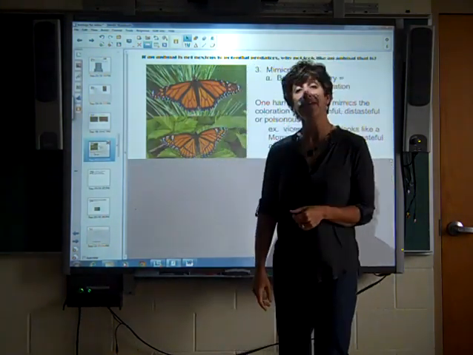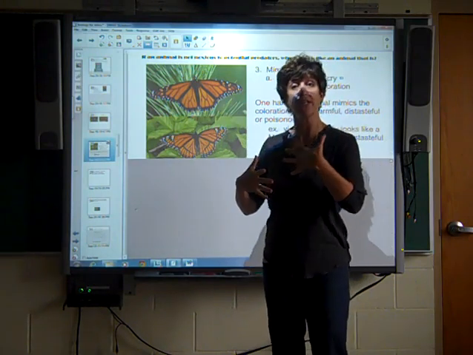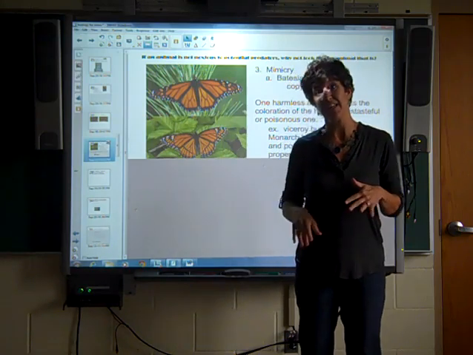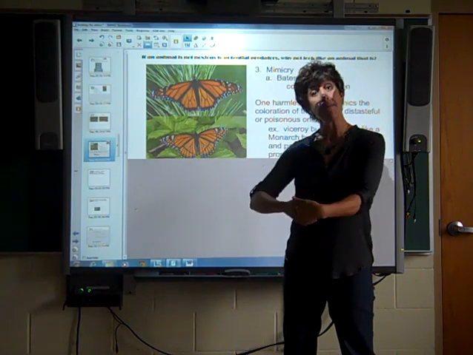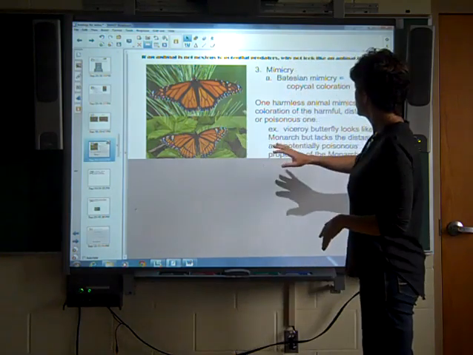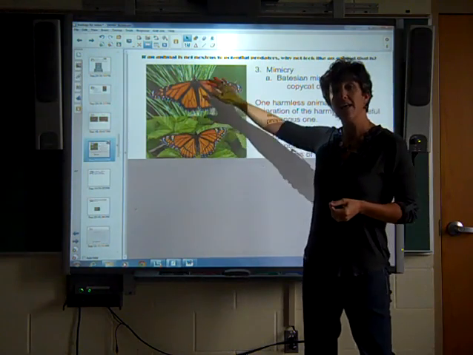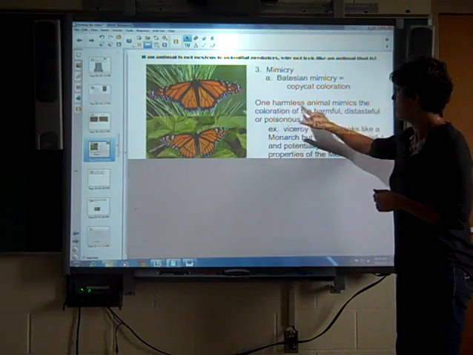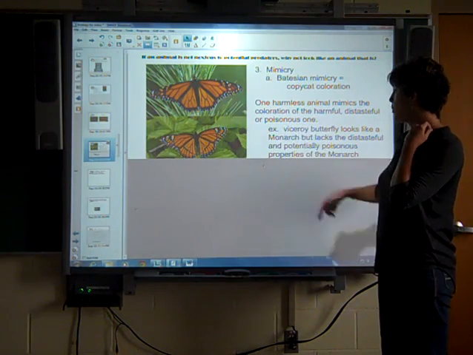All right, if an animal is not noxious, so it's not poisonous, it's not harmful in any natural way to a potential predator, why not look like an animal that is? This third one that we want to look at is mimicry. How can they mimic another organism and therefore not get eaten? So here's an example. First is Batesian mimicry. Batesian means it's a copycat. They look like each other. One is harmful, one is not. So one harmless animal mimics the coloration of the harmful, distasteful, or poisonous one.